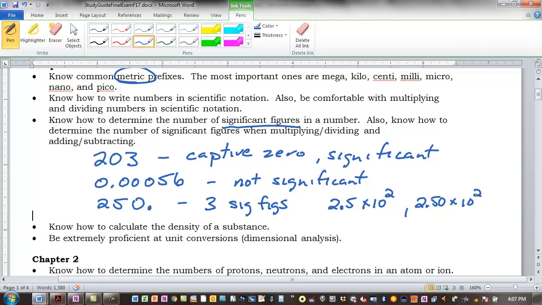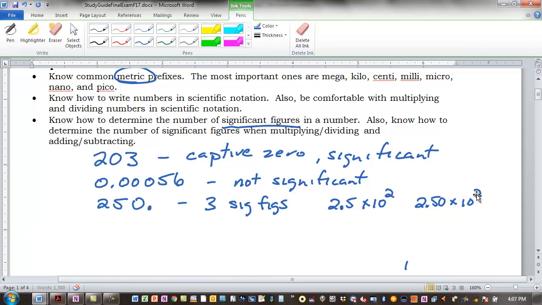Is everybody good with rules for multiplying, dividing, addition, subtraction? What's the rule for multiplication and division? Okay, the lowest number. Multiply and divide go together. So you just carry in your answer the fewest number of digits in any of the numbers you're multiplying or dividing. Okay, so multiplying and dividing is pretty easy.